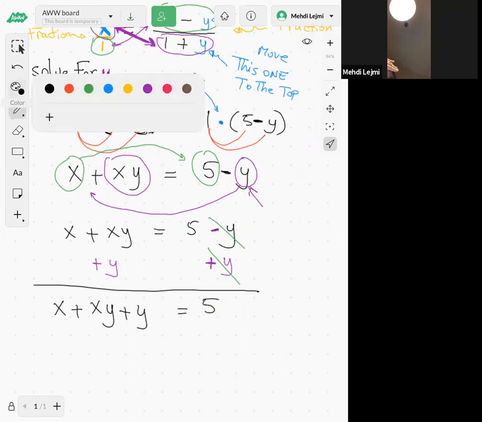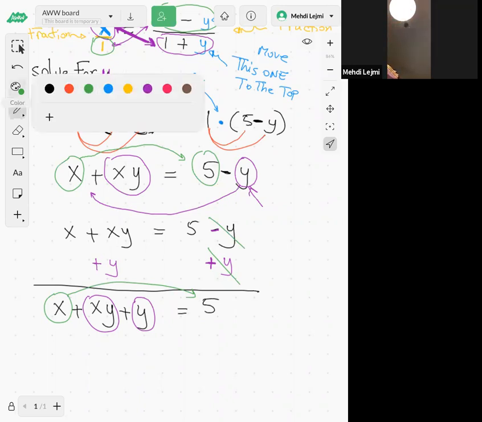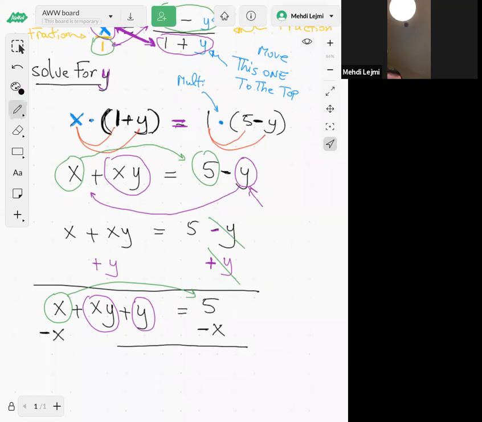All right, so on the left side, I have y here. I have another y, but this term here with the x alone, there's no y, so I'm gonna move it to the other side. The way to move it to the other side, it's plus x, so I'm gonna subtract x. So minus x, minus x. So this x cancels out, and then we're gonna have xy plus y, and on the right side, it's 5 minus x.